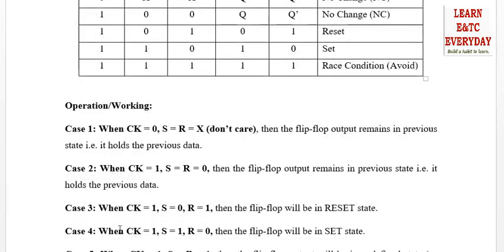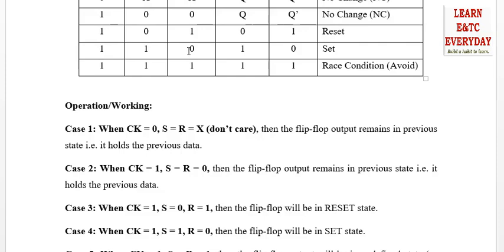When clock is 1, S equal to 0, R equal to 1, the third case. Output Q becomes 0 and Q complement is 1. I have already told you Q and Q complement are always complement to each other. So when S is 0 and R equal to 1, providing clock is 1, Q becomes 0 and Q complement is 1. Such a state is called a reset condition. Since the current state of the output changes to 0, the flip-flop is reset.